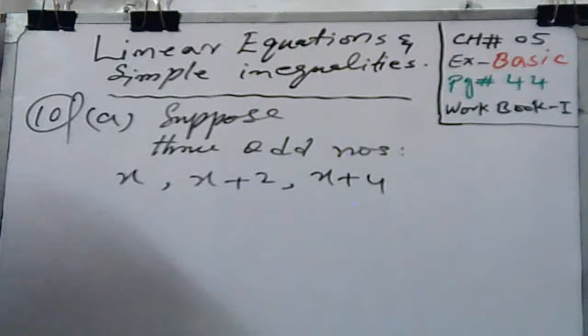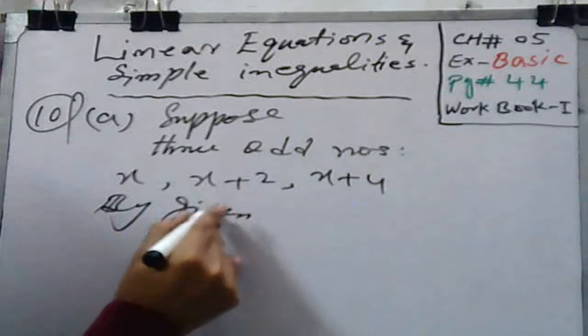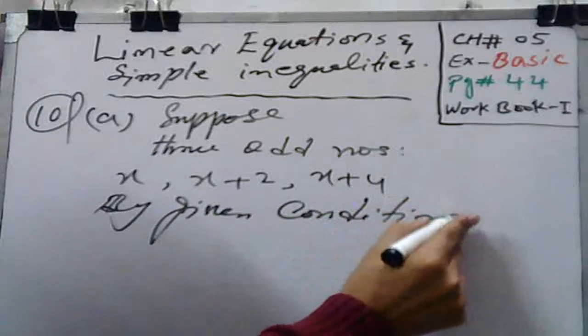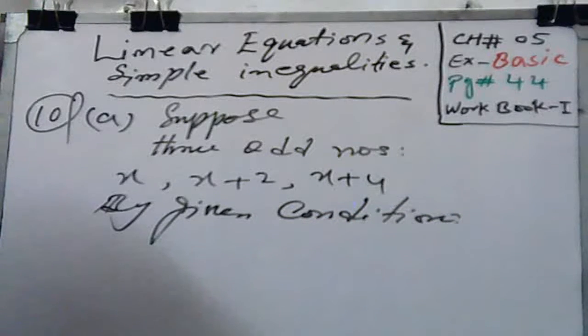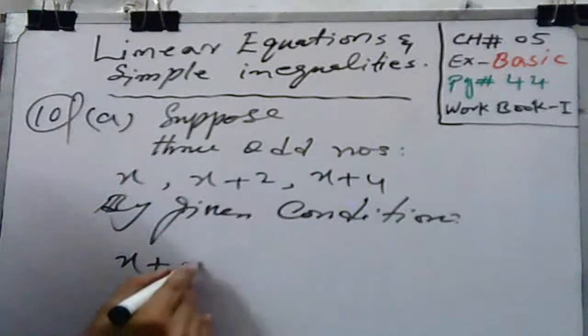the sum of the 3 consecutive odd numbers is 243. Find the largest number. Okay, you take the sum, that is x plus x plus 2 plus x plus 4, and after taking the sum it equals 243. So this is your given condition. So x should be added, and you will get 3x plus 6 is equal to this one.